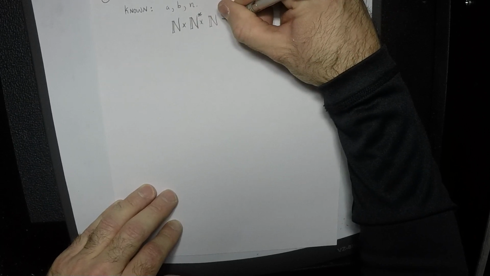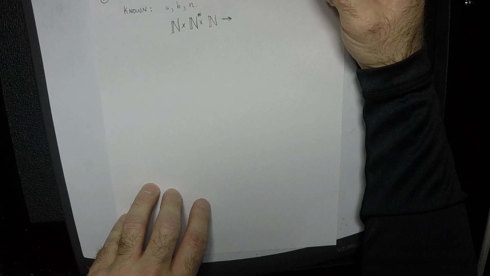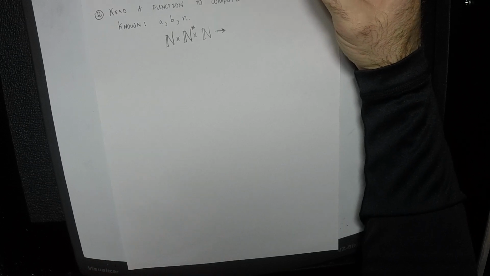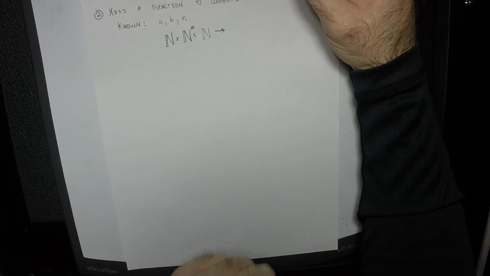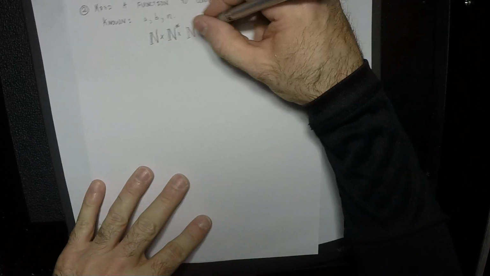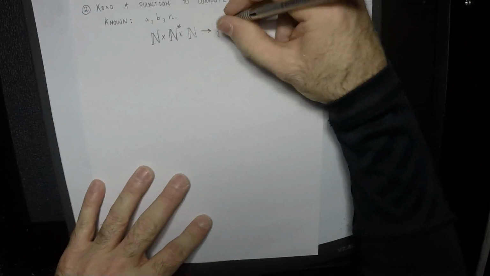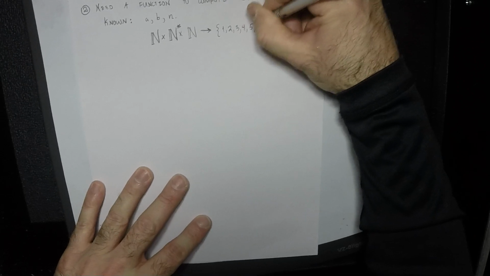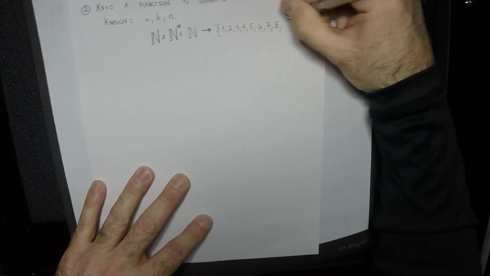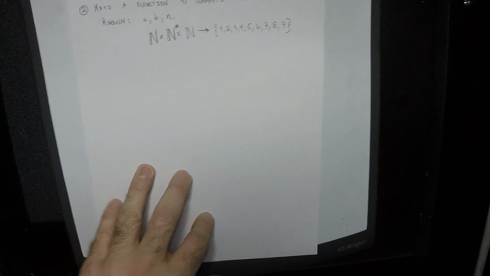And then what does it produce? A natural. But in fact, we can be even more precise than that. In fact, there's only 9 possibilities. What are they? 1, 2. It couldn't be 0, right? So, in fact, the possibilities are 1, 2, 3, 4, 5, 6, 7, 8, and 9. There's no other possibilities.